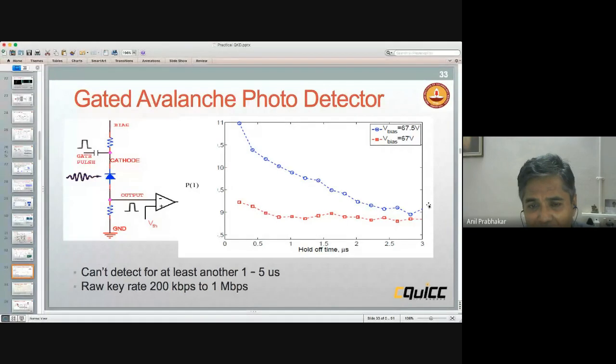Now, if I have a 5 microsecond hold off time, that means my raw key rate can only be 200 kilobits per second. If I have a hold off time of 1 microsecond, then my raw key rate can be 1 megabit per second. And now you should be able to tie this together and say, wait a minute, my classical communication was running at 100 gigabits per second. My keys are going to run at, if I'm lucky, 1 megabit per second. But if I'm not lucky, maybe 100 kilobits per second. 100 kilobits per second to 100 gigabits per second is a factor of 1 million. So I'm using my password 1 million times.